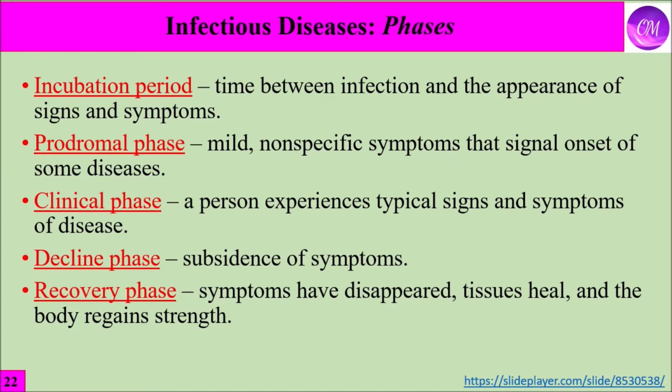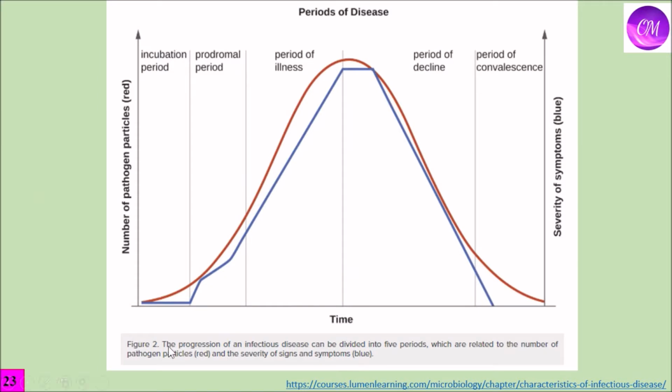Decline phase, the subsidence of symptoms. And recovery phase: the symptoms have disappeared, tissues heal, and the body regains strength. In this scheme, you see the periods of the disease. And here are the number of pathogen particles, time, and the severity of symptoms, indicated in blue.